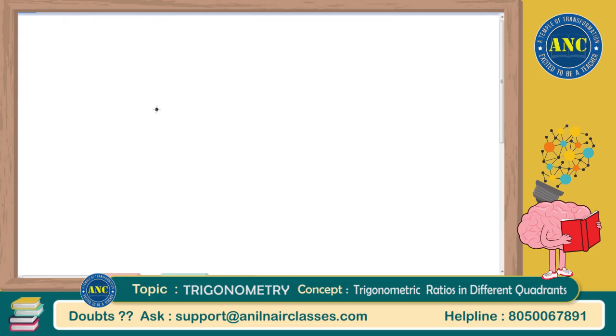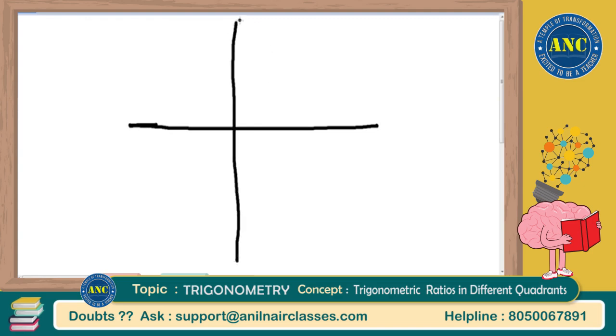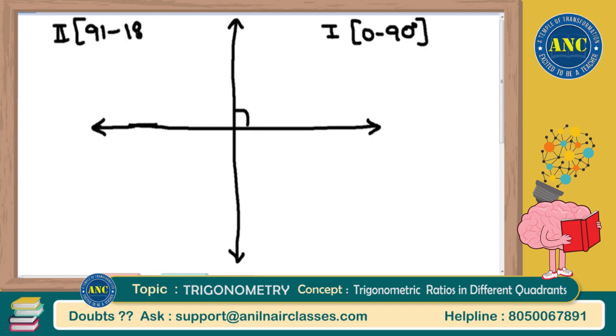Now see here, we all know that there are 4 different quadrants in our coordinate geometry, right? First let us understand the concept, then we will use what is required to remember, right? There are 4 different quadrants. This is my first quadrant. First quadrant will vary from 0 to 90 degrees, right? Second quadrant, it will vary from 91 to 180 degrees, right?